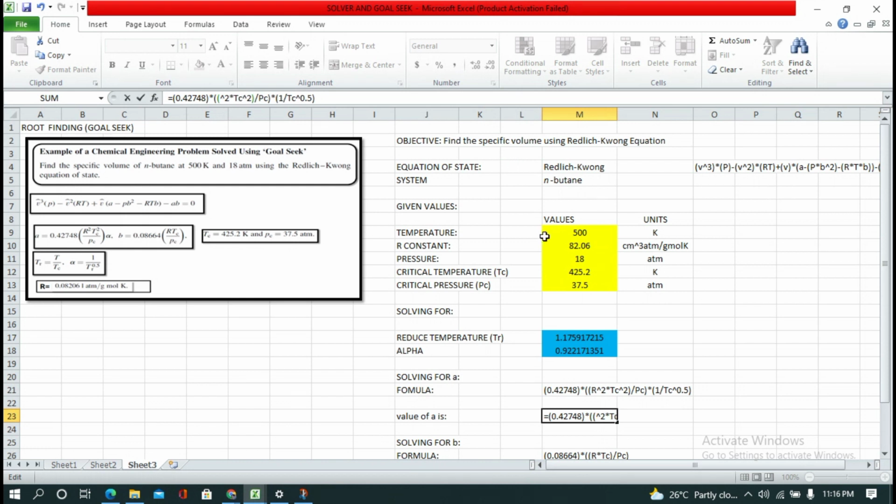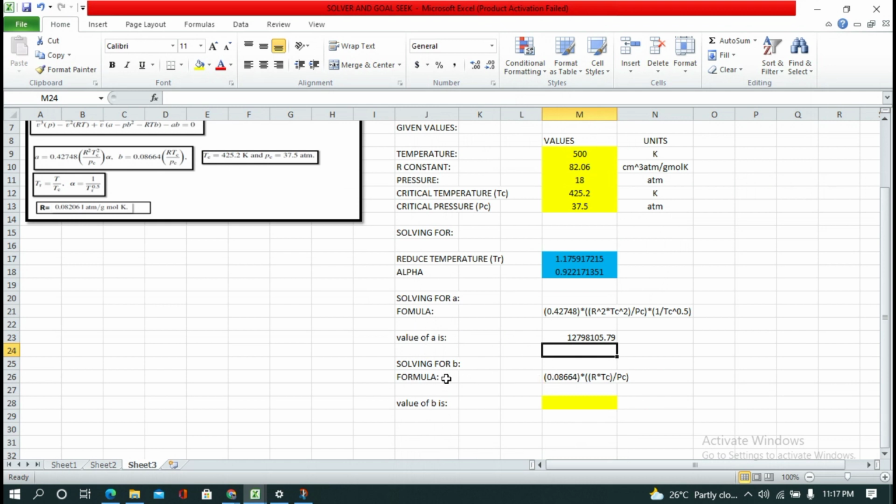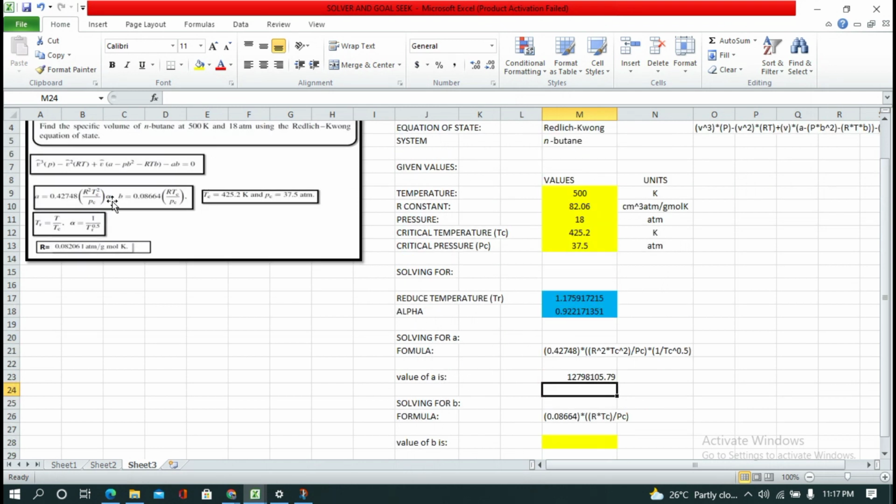So we just need to change the referencing in here. For the value of R, we have here. Then for the critical temperature, we have here. And then for the critical pressure, we have here. And then for the alpha, we can change this to just equal to alpha. So the value of A is 12798105.79.